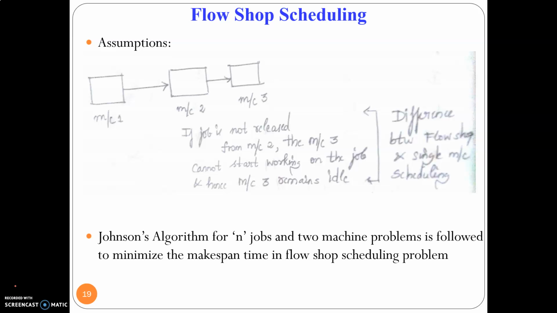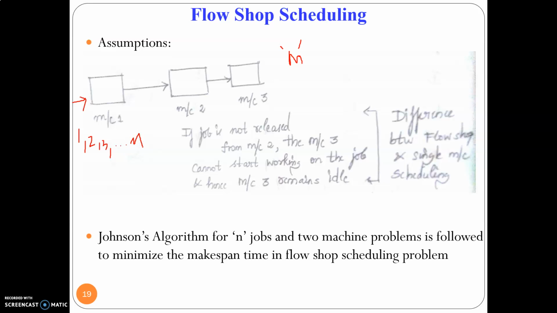Now let us focus on how to do flow shop scheduling. As I said before, in case of flow shop scheduling, I'll be having m independent machines, and in the queue there will be n independent jobs. So my objective here is to determine in what order the jobs have to be loaded into the machine.